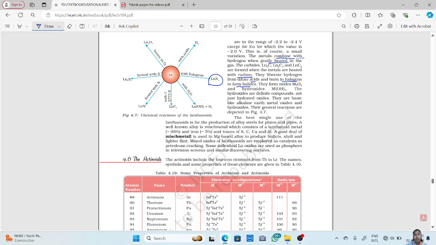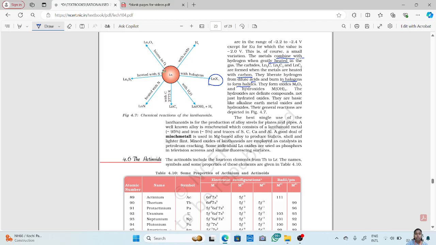Now they form oxides, that is M2O3, and hydroxides, M(OH)3. The hydroxides are definite compounds, not just hydrated oxides. They are basic like alkaline earth metal oxides and hydroxides. They are similar to alkaline earth metals in forming oxides and hydroxides, not just simple hydrated oxides.